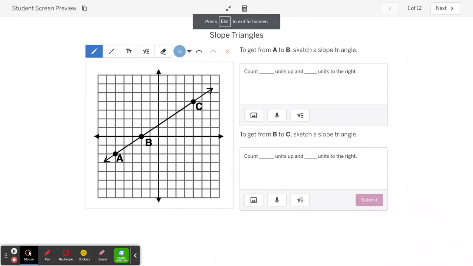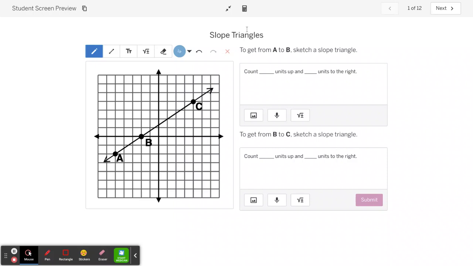Hello. So I want to take a few minutes and go over today's activity, the slopes, triangles, and graphs Desmos activity. So if you're watching this video, my guess is you might need a little bit of help. So here we go. Slide 1.